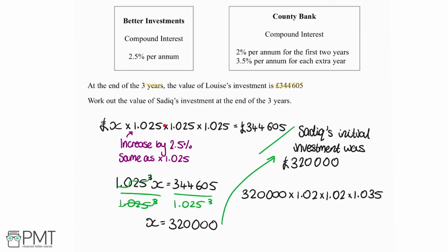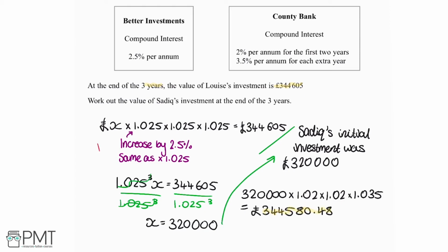And as before, we're multiplying here by 1.025 because we're increasing by 2.5%. So here it's 1.02 because we're increasing by 2%. And 1.035 because we're increasing by 3.5%. So if we pop this into the calculator to work it out, I get a value of 344,580 and 48p, which is our final answer.